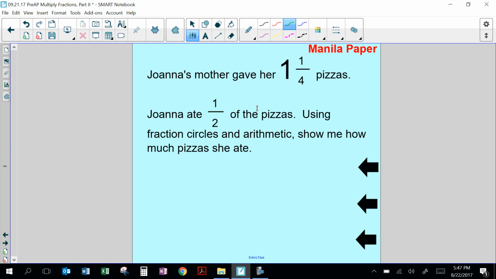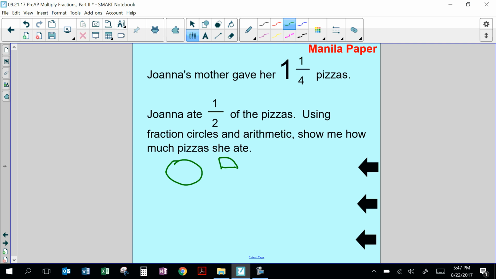All right, so what you're going to be doing is working in your groups answering this question. You are going to be using fraction circles, and you are going to be using arithmetic. Joanna's mother gave her 1 1/4 pizzas. Joanna ate half of the pizzas. Using fraction circles and arithmetic, can you show me how much pizza she ate?